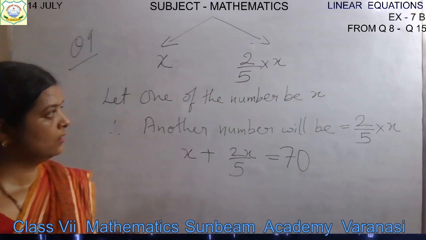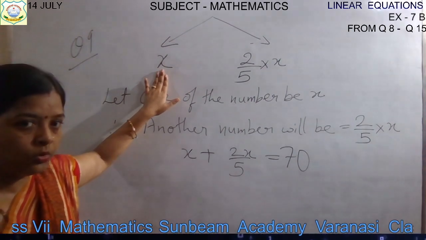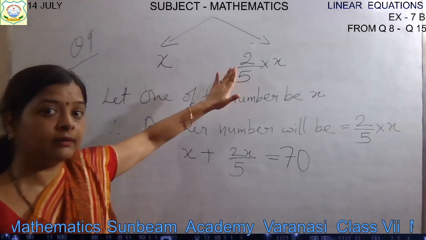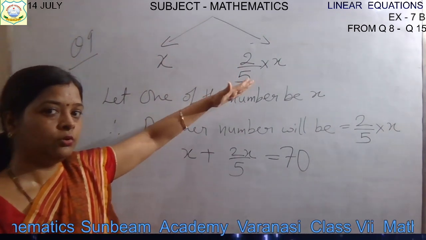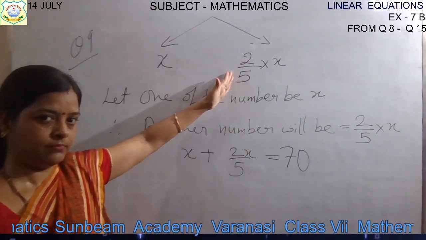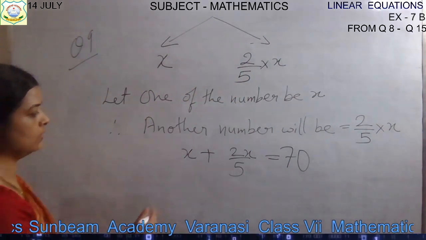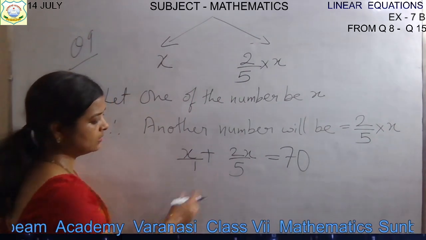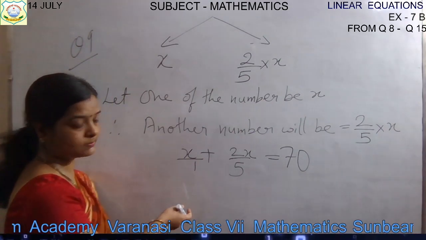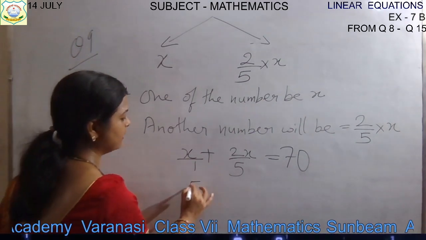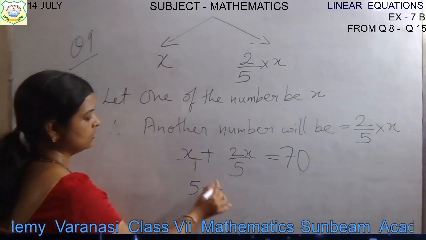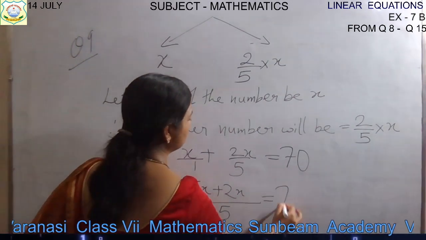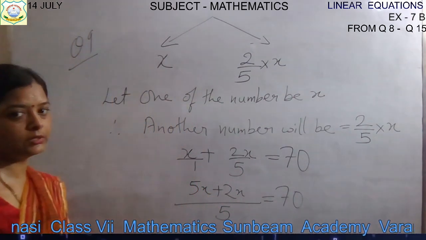About one number we don't know, so we will write it as x. About the second number, we know something, so we can relate it with the first number. Now solve it, children. How will you solve? Both the variable terms are on the same side, so let's find the LCM or do cross multiplication. 5 ones are 5x plus 2 ones are 2x, divided by 5 into 1, 5. That is equal to 70.